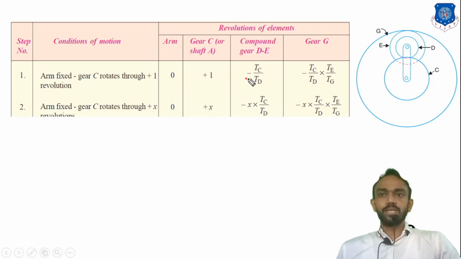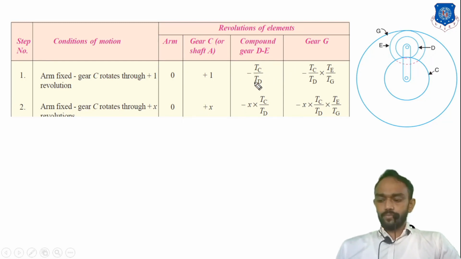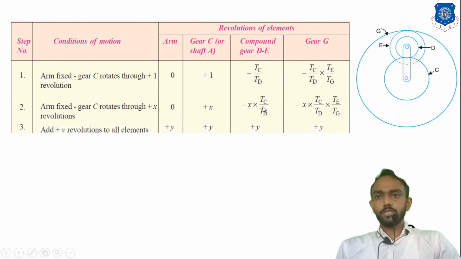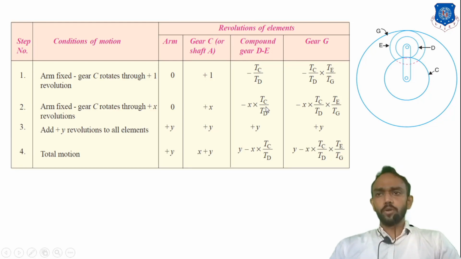Okay, and for this sign you can check: if C is rotating anti-clockwise, meaning positive, what will be the direction of E? Both will be negative, and this is internal gearing. E is connected to G internally, so negative will be there for the gear G. So for both gears there is a negative. Okay, and after that plus y, and the summation of row 2 and 3. Okay, up to this point.